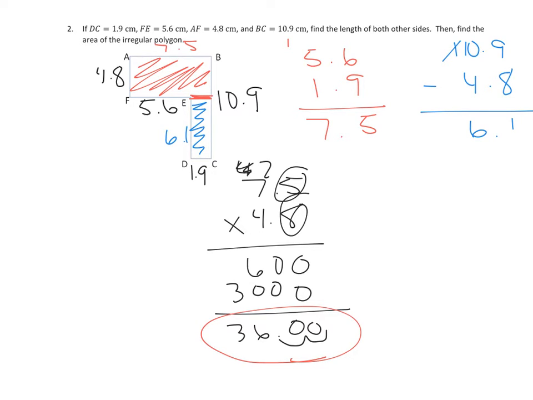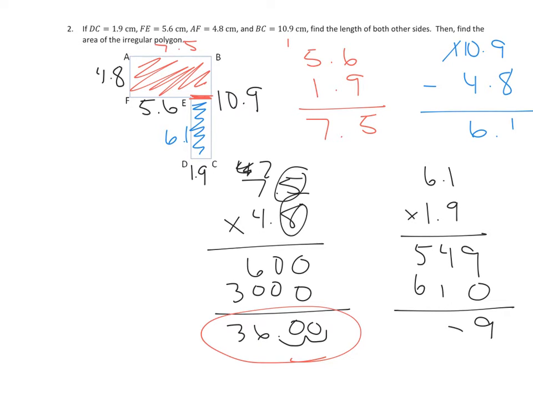The blue rectangle would be 6.1 times 1.9. So you'd have 9 times 1, 9. 9 times 6 is 54. 1 times 1 is 1. 1 times 6 is 6. Then you have 9, 5, 11. Once again, there's two numbers after the decimal in the original problem, so you count back 1, 2. So you have 11.59 for the blue rectangle.